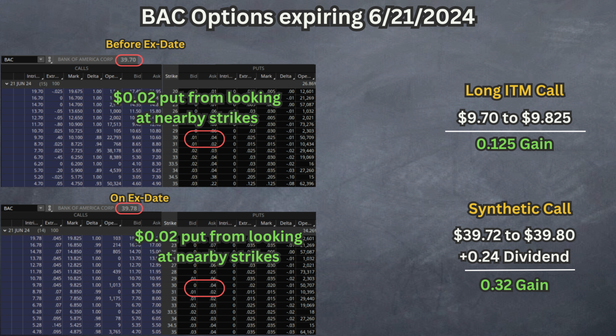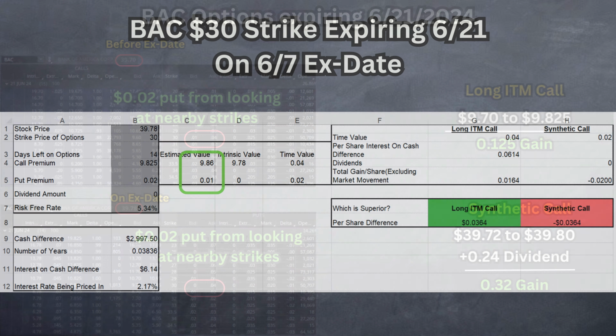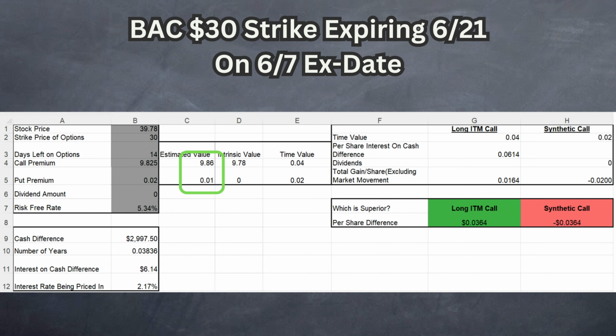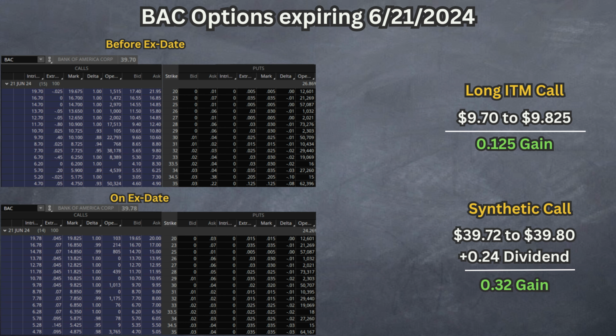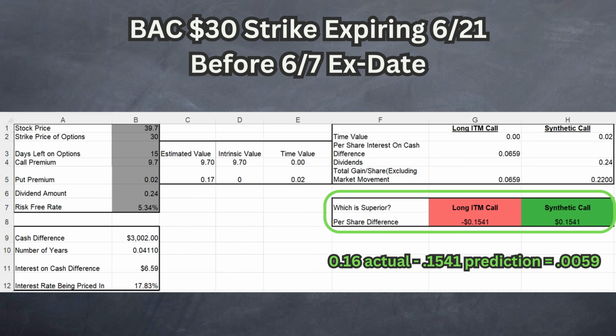So based on these numbers, the long call underperformed the synthetic call by 19.5 cents, which was 4 cents different than the prediction. But we're dealing with the bid-ask spread on the X-date numbers as well. If we use the spreadsheet with the X-date numbers to get an estimated value for the call, we get 9.86 instead of the 9.825 midpoint. And based on that estimated 9.86 number, the difference in estimated versus actual performance was only half a cent.